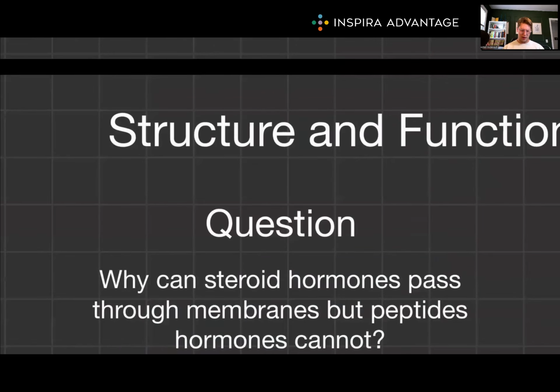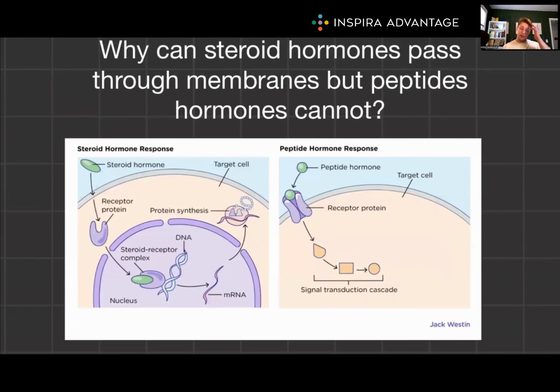So the question is why? Why can steroid hormones pass through membranes but peptide hormones can't? Well, this comes back to sort of organic chemistry. Like dissolves like. Steroid hormones are lipid soluble, allowing them to diffuse through the phospholipid bilayer of cell membranes, whereas peptide hormones are water soluble and thus cannot pass through the hydrophobic interior of the membrane.